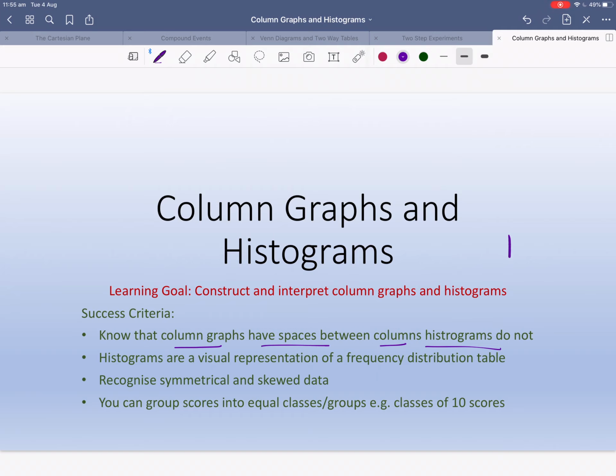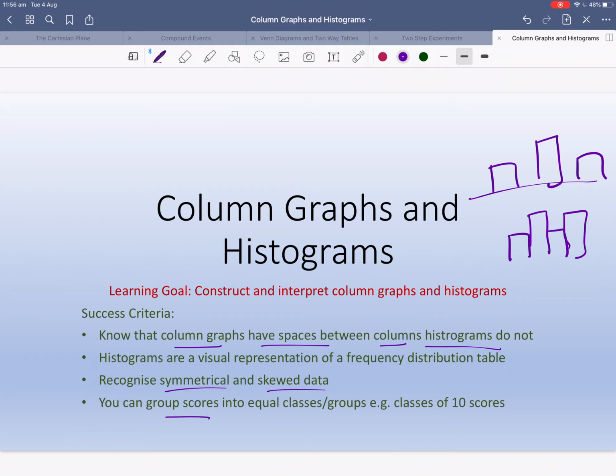So with a histogram, you'll see this kind of situation, while column graphs will be separated from each other. So that's the main thing. We've got to recognize symmetrical and skewed data. We'll look at that very soon. And we can group scores into equal classes or groups, for example classes of 10 scores. Anyway, write the title, learning goal, and let's get on with the lesson.